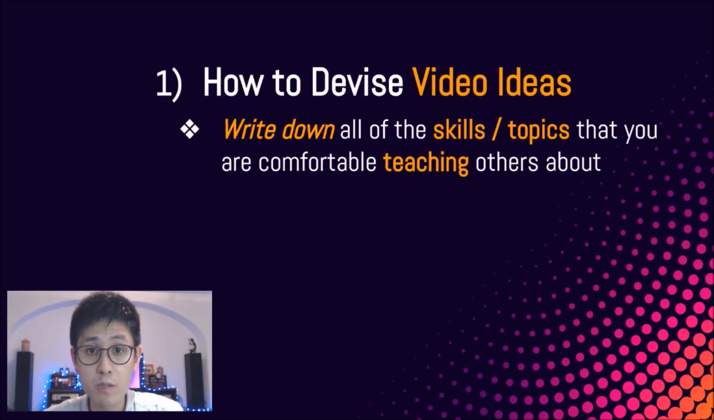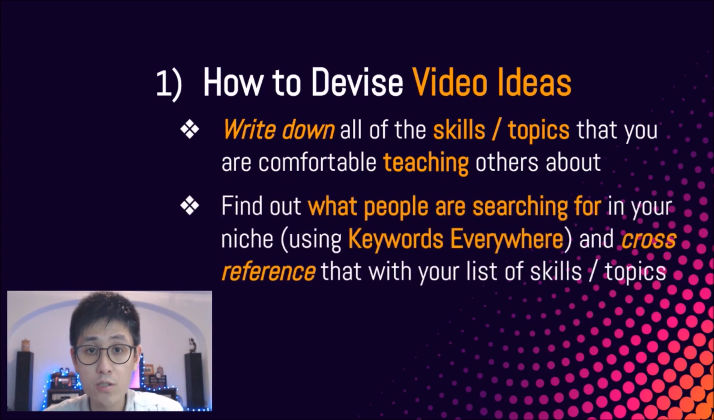And speaking of what people would actually value within your niche, you should also look for what people are searching for and cross-reference that with your master list of skills and topics. And by doing that, you would actually be able to match what you're good at teaching with what is in demand. And as you see here, I mentioned the name of a tool called Keywords Everywhere, and it's actually a very helpful Chrome extension that'll help you determine the popularity of certain keywords or search terms.